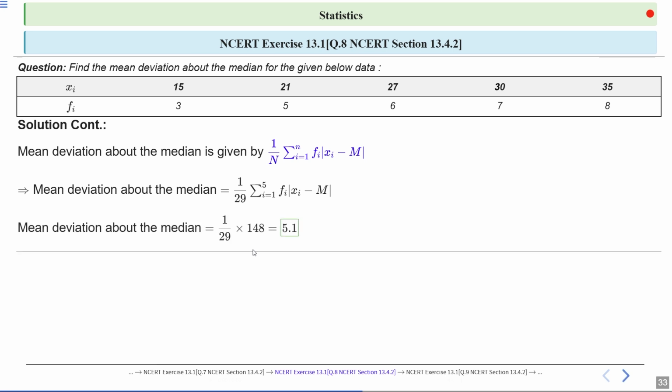Finally, after calculating the sum of fi times the absolute value of xi minus M, we get 148. So the mean deviation about the median is 1 divided by 29 multiplied by 148, which equals approximately 5.1. Okay, and this is our final answer. So I hope this question is clear to all of you. And now let's move to the next question.